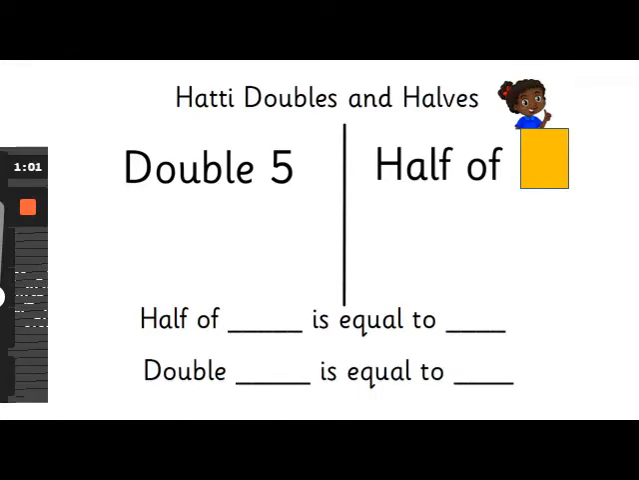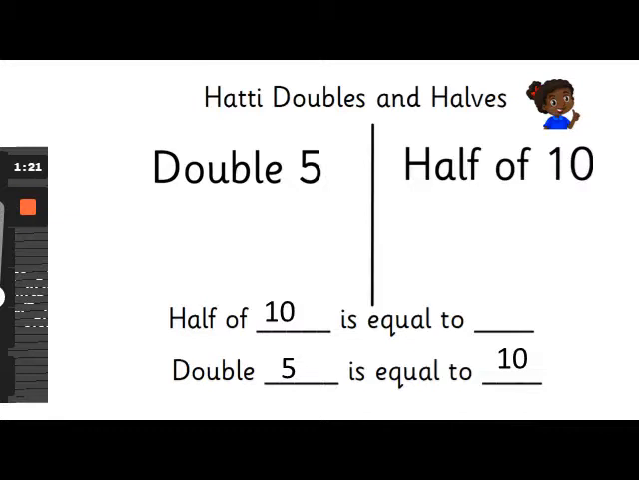Now we have got Hatti's doubles and halves. It says here double 5. That means we need to work out what double 5 is equal to. Remember, when we double, we add the same number twice. So double 5 is the same as 5 add 5. Pause the video now to see if you can work this out. Well done! Double 5 is equal to 10, because 5 add 5 equals 10.